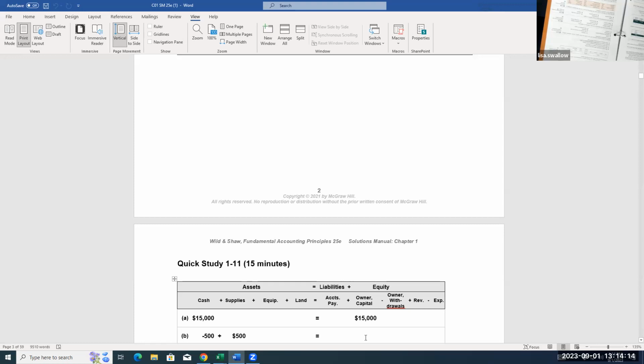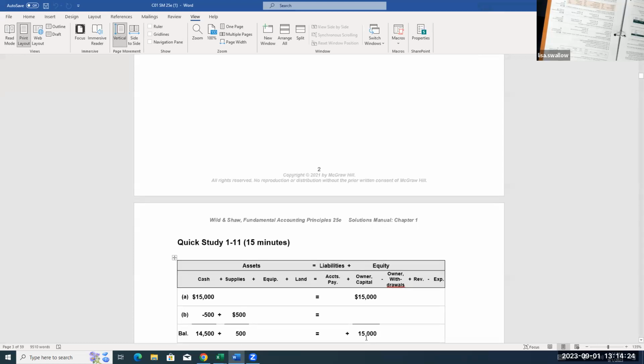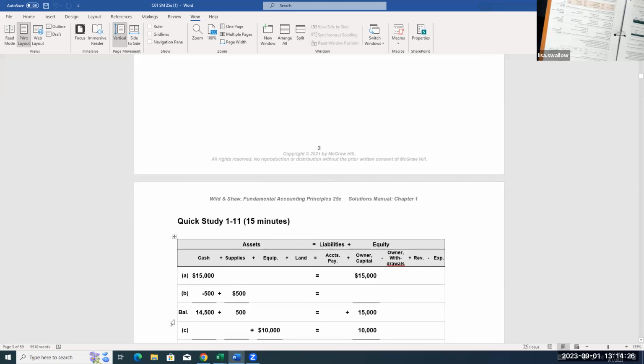So did the capital go down? It went up. What does capital do to equity again? Up or down? Makes it go up. Okay. They're balancing out after each transaction. So 15,000 minus 500 is 14,500, et cetera, et cetera.